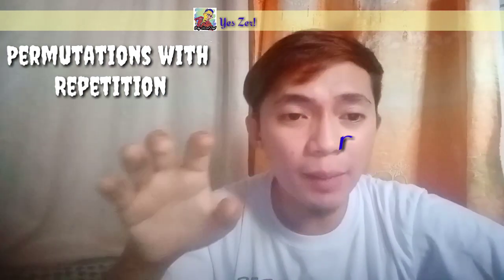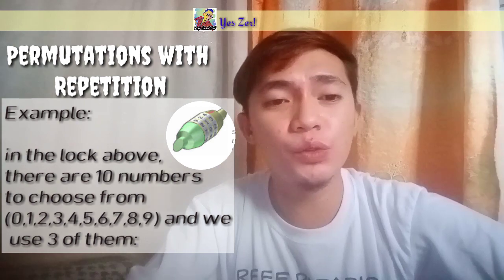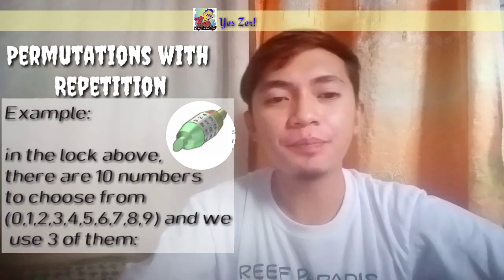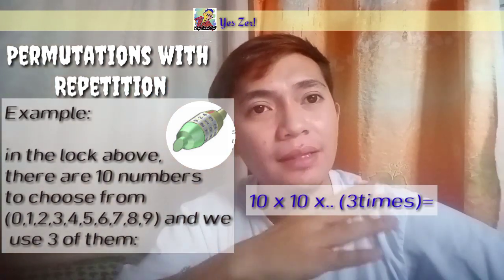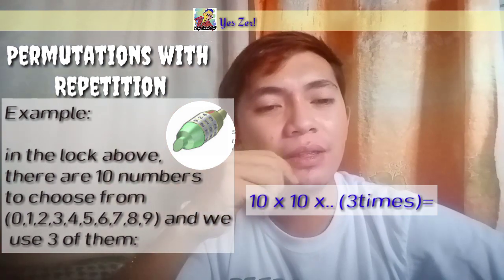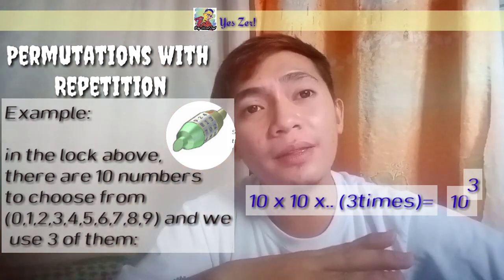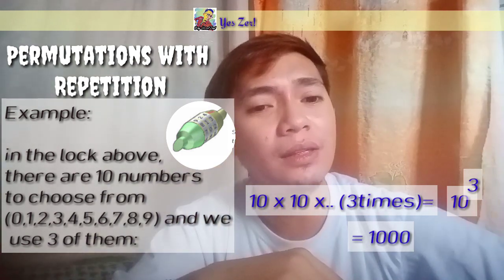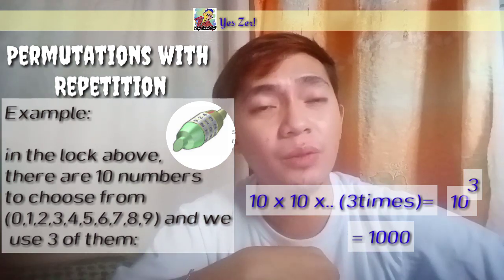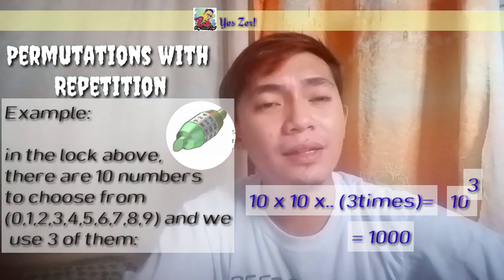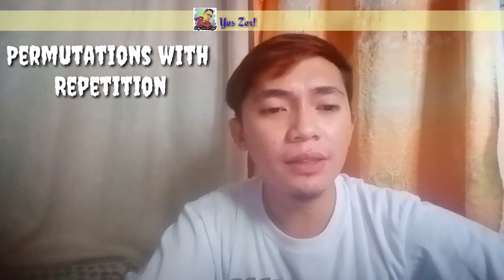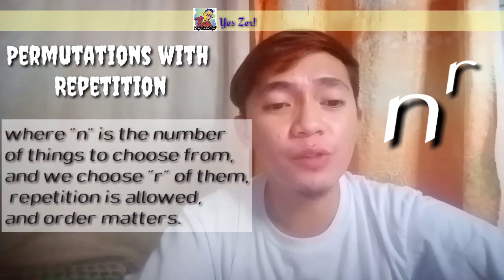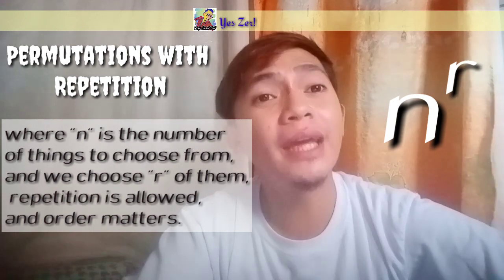So ito po yun. Example, in the lock above, there are 10 numbers to choose from, 0 to 9, and we choose 3 of them. So paano natin siya i-compute? 10 times 10 times 10, 3 times, kasi bawat ano yun eh. Okay? Then the permutation is 10 cubed. Okay? And then ang sagot natin doon is 1,000. So yung 1,000 natin, yun yung permutation natin. So 1,000 permutations na pwede natin makuha doon sa lock na example natin kanina. So the formula is simply n to the power of r, where n is the number of things to choose from and we choose r of them, repetition is allowed and order matters.